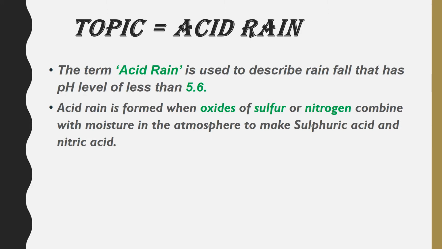The term acid rain is used to describe rainfall that has a pH level of less than 5.6. Rainfall that has a pH level less than 5.6 is acid rain.